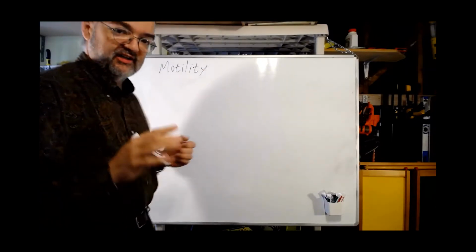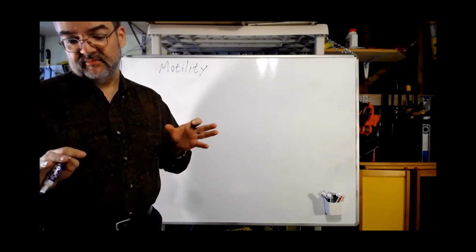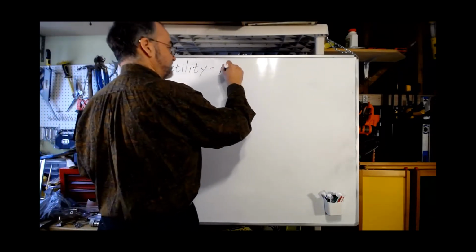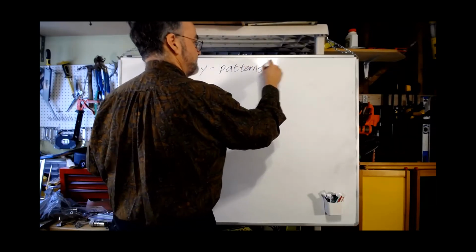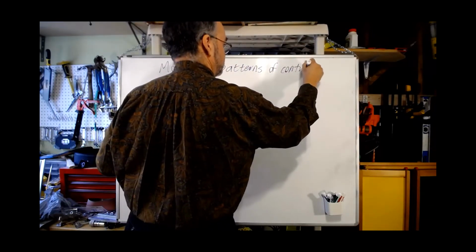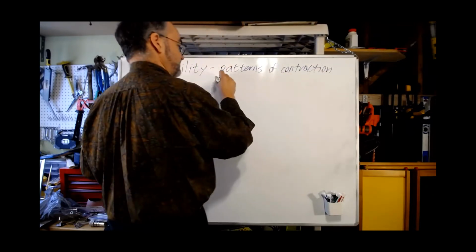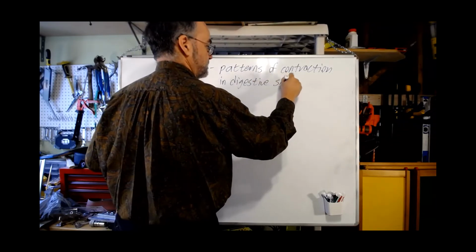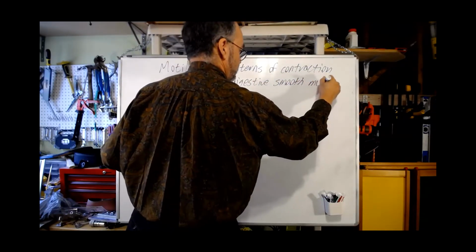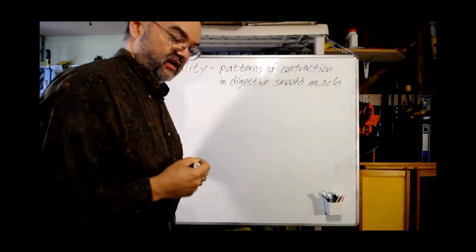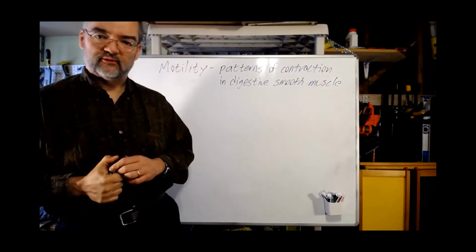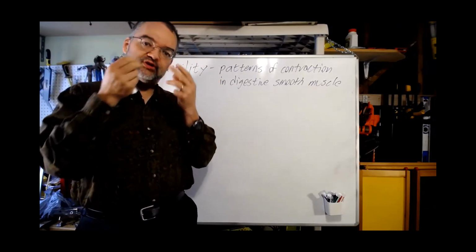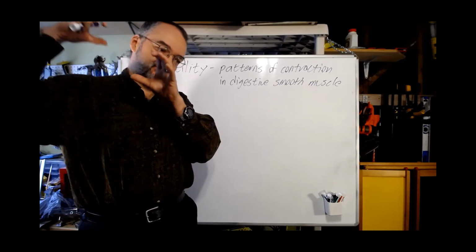We're going to talk a little more later this lecture about motility, but kind of a summary on that one would be that motility is patterns of contraction in digestive smooth muscle. The digestive tract is kind of long, I think a couple dozen feet overall maybe, and it's narrow, so in order to get food to go from one end to the other, you have to squeeze it along.